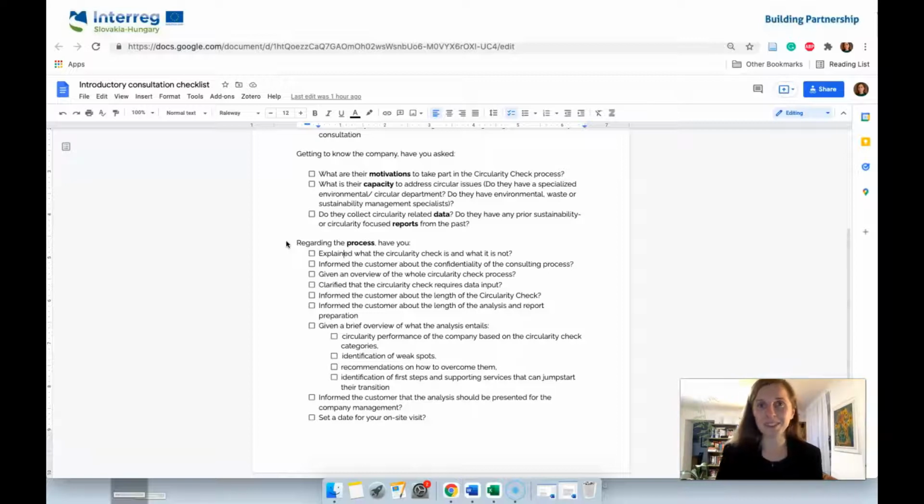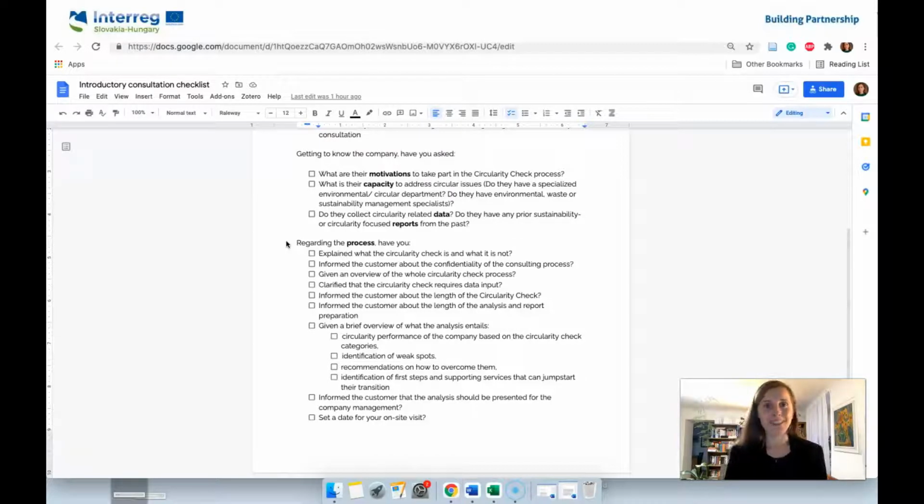Importantly, you should inform your customer regarding the length of the steps that await, so they understand how long the consultation will take and how much time you as a consultant will take to prepare the report and your analysis. Now, when we talk about the analysis, of course, it's important to explain what the analysis will include.